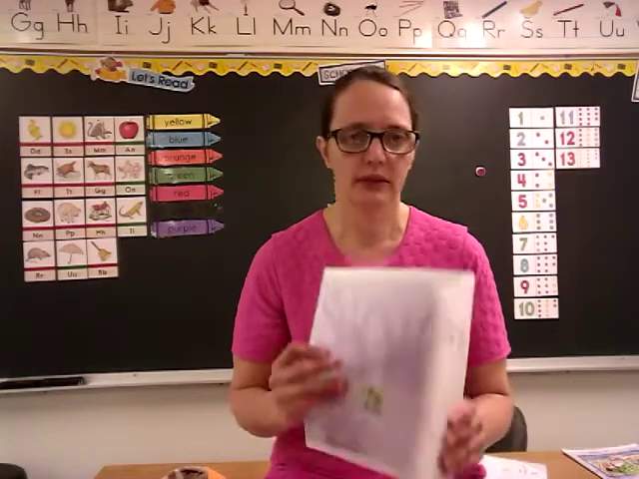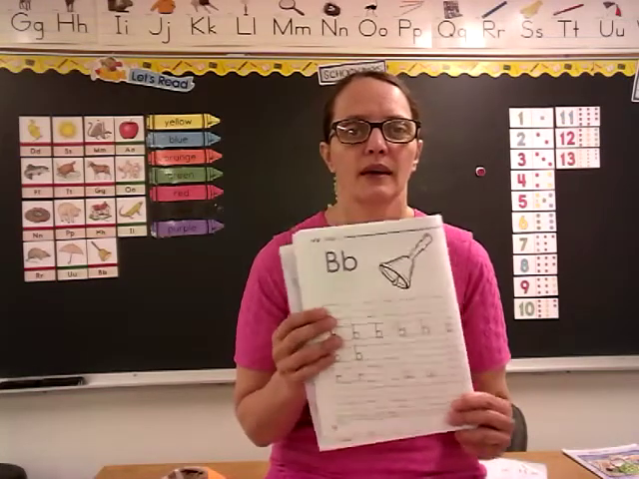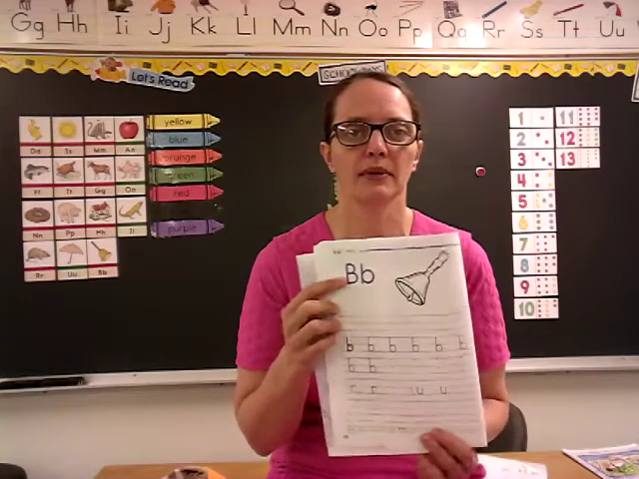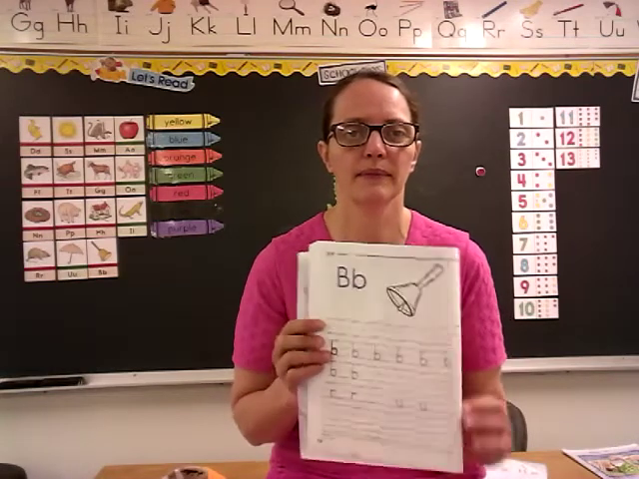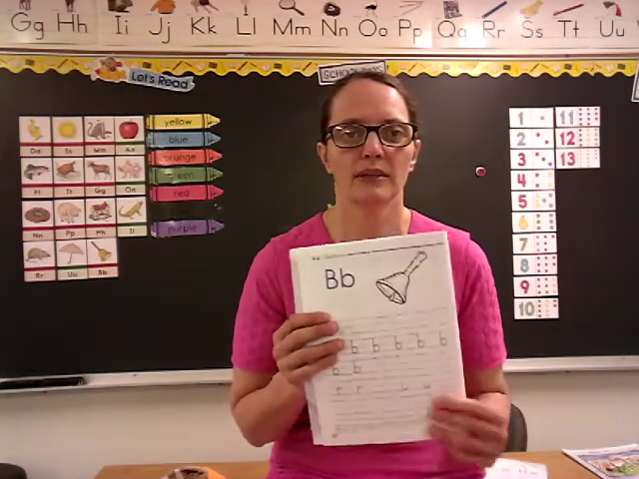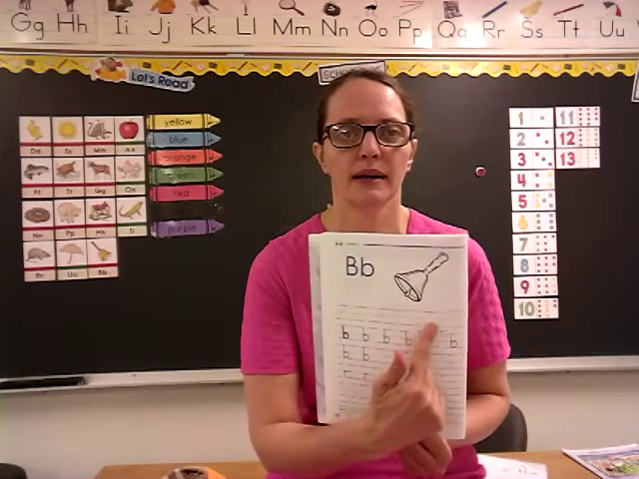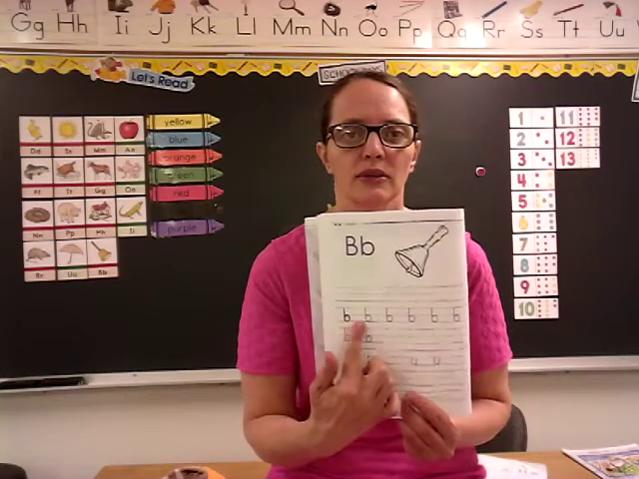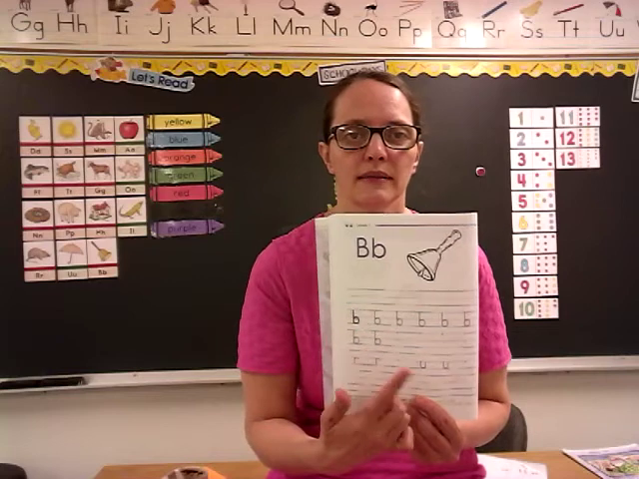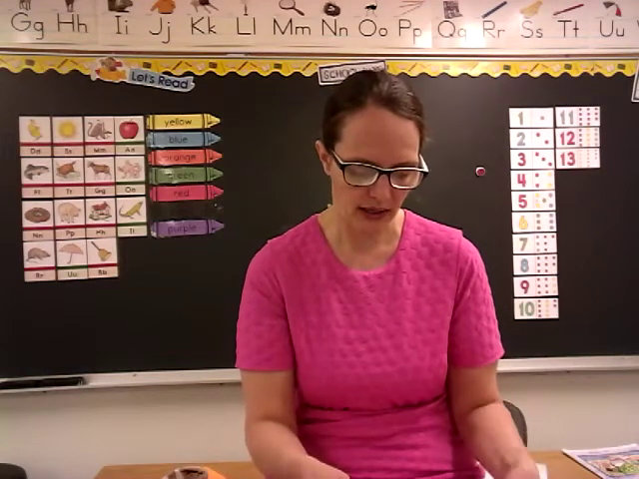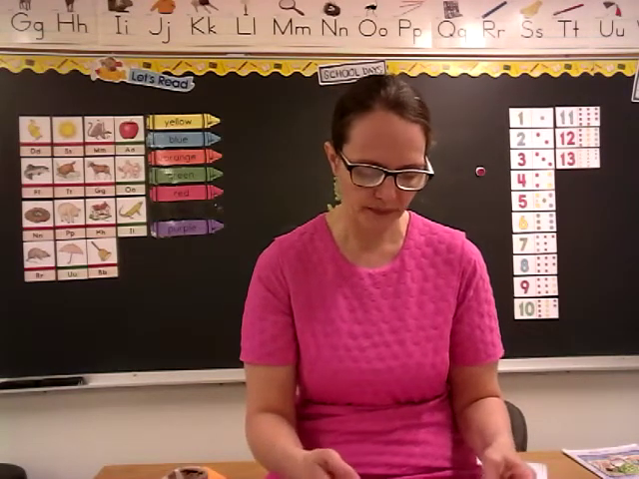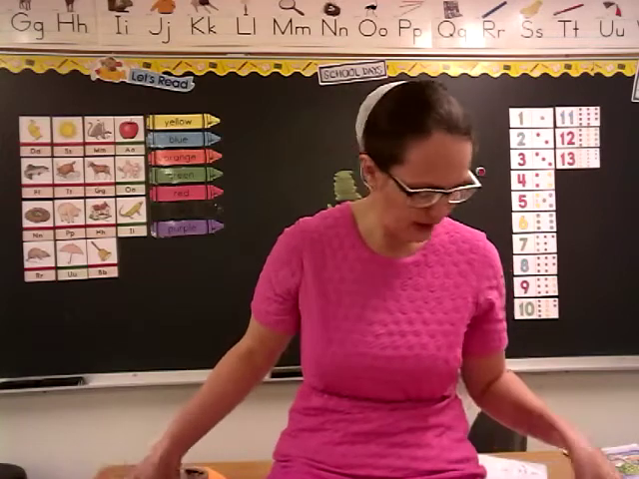We're going to go on to this page. At the top, you have a capital and a lowercase b. Like always, you put your name on this top line, and you go ahead and trace all of your B's. And then you get to make 4 on your own. I'll give you just a couple minutes to do that.